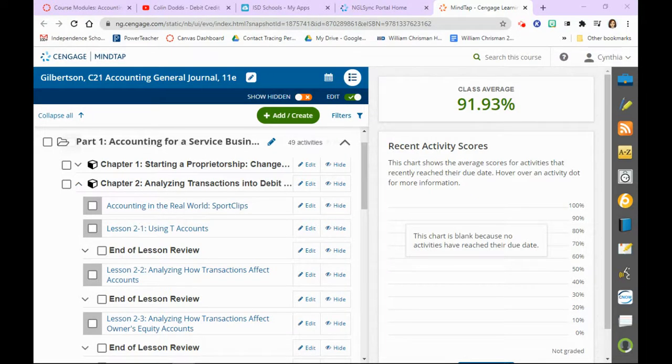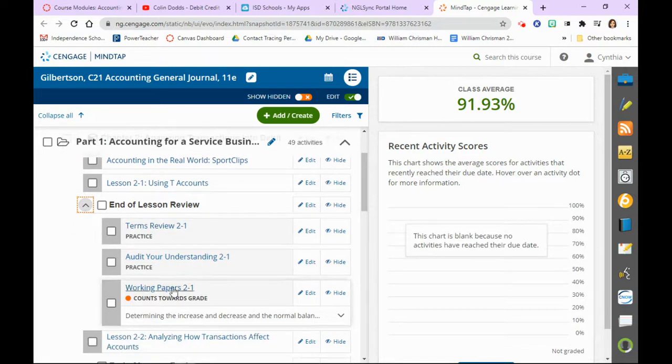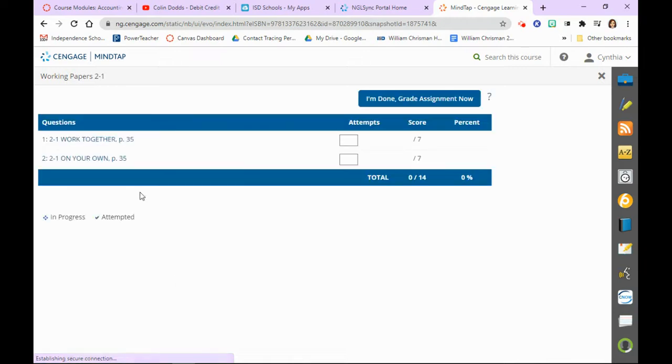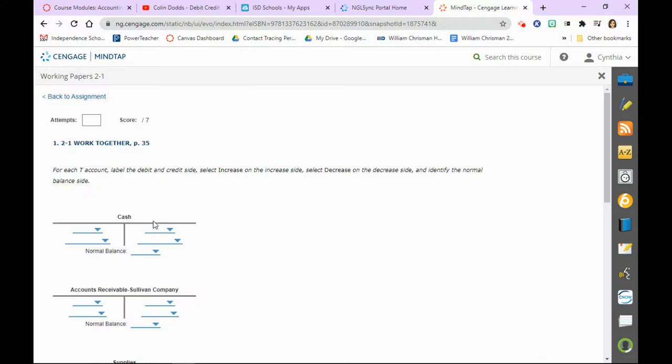To complete Work Together 2.1, you're going to go into Cengage under Chapter 2, Lesson 1.1 using T accounts. You're going to click on End of Lesson Review, scroll down and go to Working Papers 2.1. We're going to do the work together, so we're going to click there. And all we're going to do for each of these accounts is label debit and credit side, the increase and decrease side, and the normal balance side.